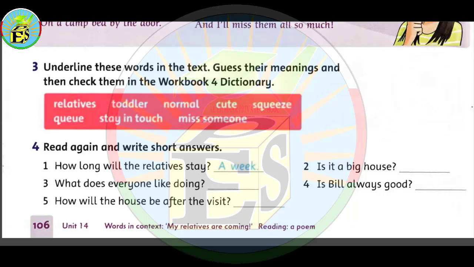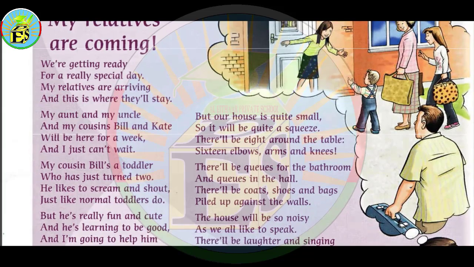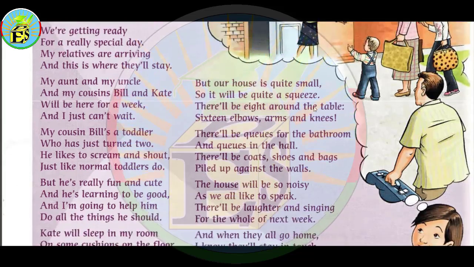This word is a noun, and it means a line of people who are waiting for something. So in this poem we have a line of people. This is the line of people, and they are waiting to get inside the house.